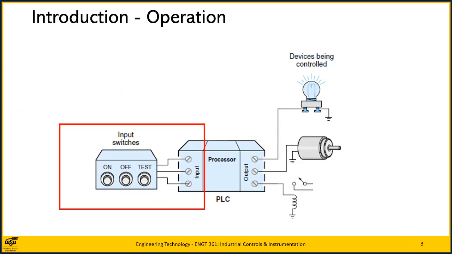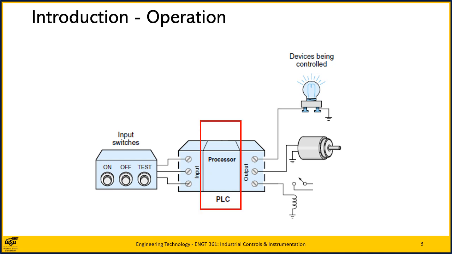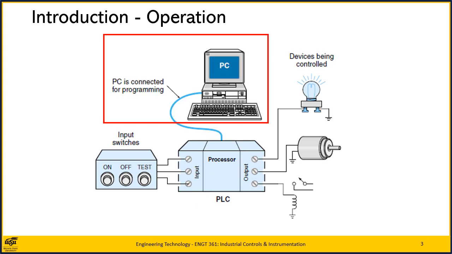Wires from switches, sensors, and other input devices are attached directly to the PLC. Wires driving lights, small motors, motor starters, and other devices are also connected directly to the PLC. Each PLC contains a microprocessor that has been programmed to drive the output terminals in a specific manner based on the signals from the input terminals.